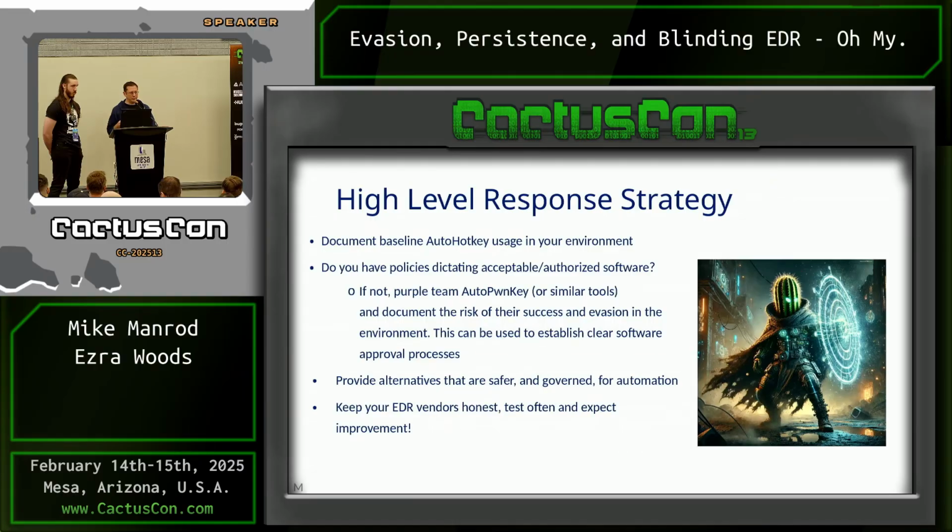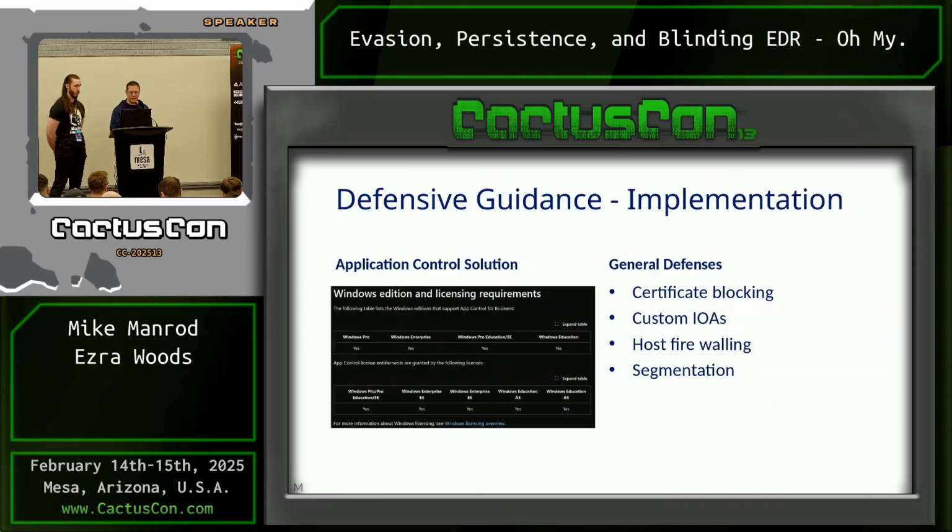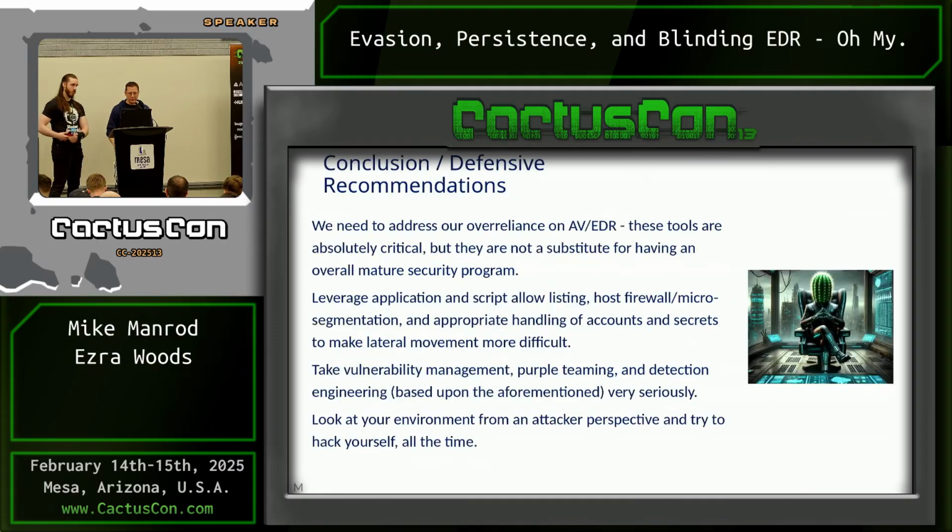We definitely want to continue to push on our antivirus and EDR vendors to keep them honest and to keep things progressing in the right direction. And if people are using AutoHotkey or AutoIT, like redirect them to safer, better alternatives would be my 2 cents there. So certificate blocking, custom IOAs, host firewalling in general, right? Like a lot of these things require to work in the real world an arbitrary connection out to a C2. If you've done your host firewalling, especially in a data center space and or micro segmentation well enough, you're going to be in really great shape there.